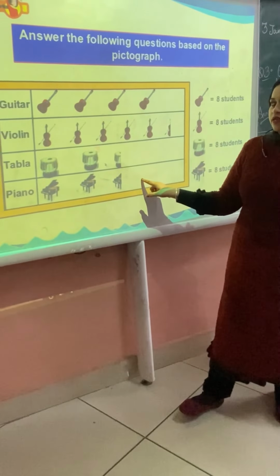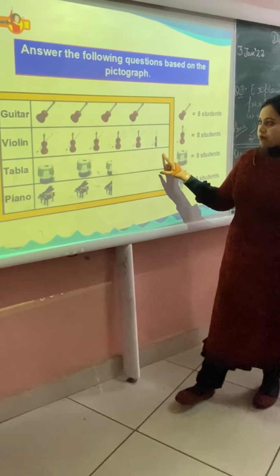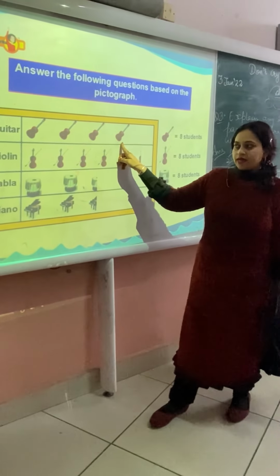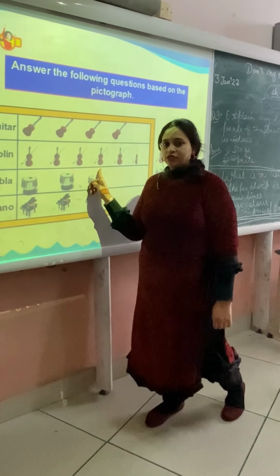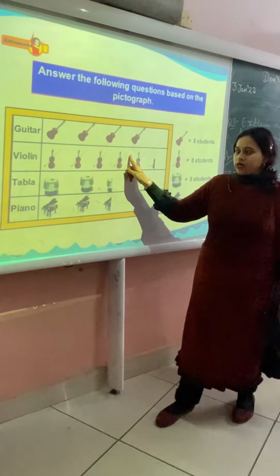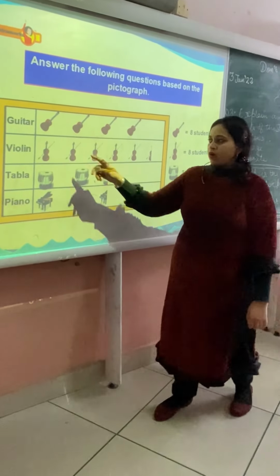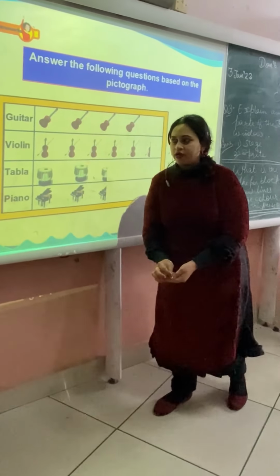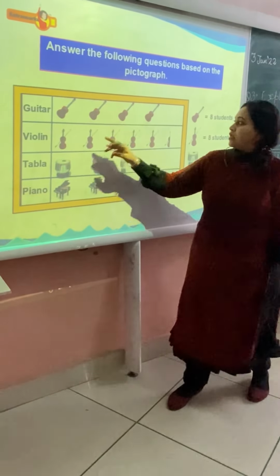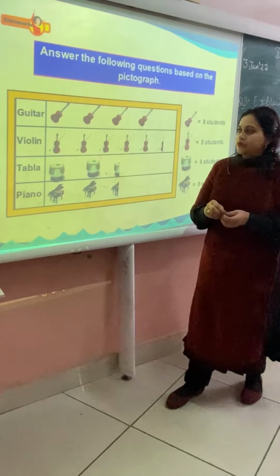We can represent the data in the form of numbers also, but here it is given in the form of pictures. So, again I am repeating the definition of pictograph. The pictorial representation of data is called a pictograph. Now I will tell you how to read the pictograph. Here the instruments are given and their pictures are given.